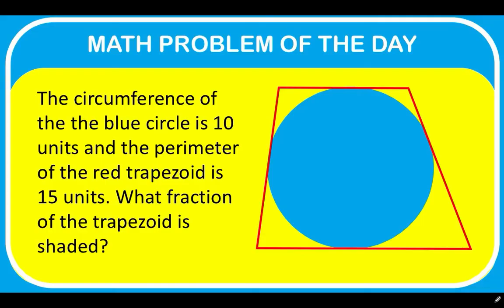The circumference of the blue circle is 10 units, and the perimeter of the red trapezoid is 15 units. What fraction of the trapezoid is shaded? So basically, when you look at this figure, we have a circle that is inscribed in the red trapezoid. And so if we are looking for what fraction of the trapezoid is shaded, we want to know the area of the circle over the area of the red trapezoid.